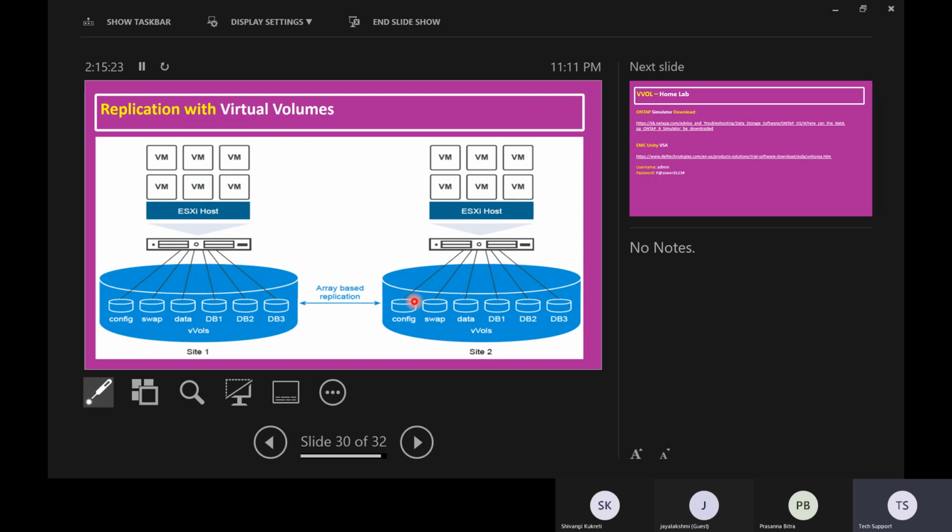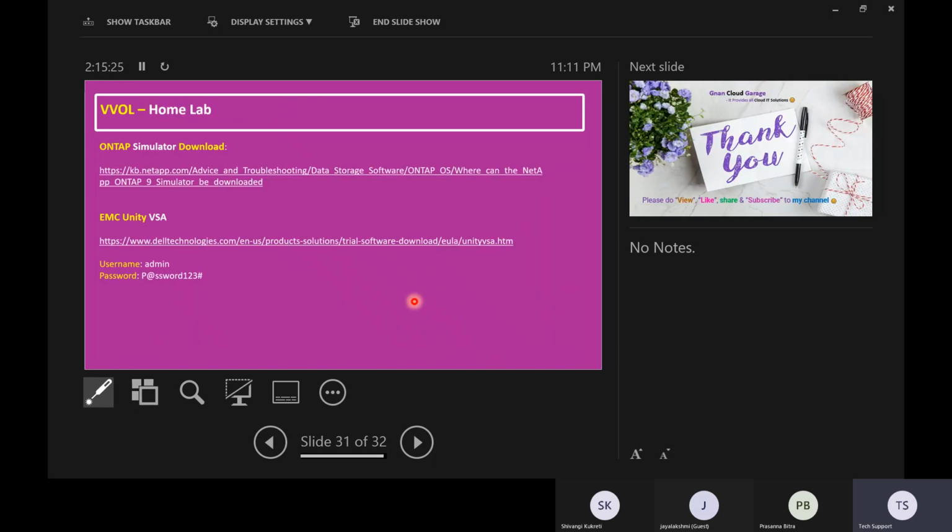Now let's talk about the virtual volumes home lab. As we discussed, we require VASA provider software. There are many vendors of VASA providers, but all are completely platform dependent. Like if you buy 3PAR storage, the VASA provider will support only 3PAR storage. If you want to test in the home lab, it won't support. So that's the reason I just Googled it: what is the home lab supported software?